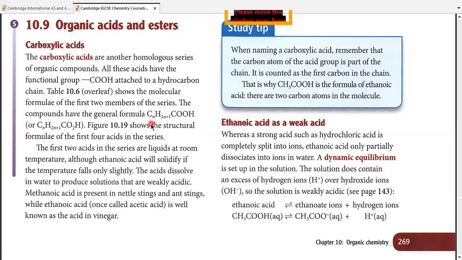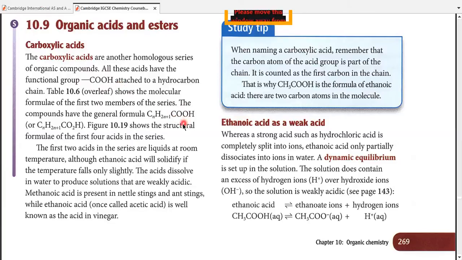But first, the general formula, CnH2n+1COOH. Now, this general formula is a little bit confusing and different from the rest of the general formulas for the homologous series we have studied. Considering alkenes, alkynes, alcohols, the homologous series we have studied before, in all of these carbon was not a part of the functional group. This is the first homologous series in which carbon is also a part of the functional group, which is COOH.